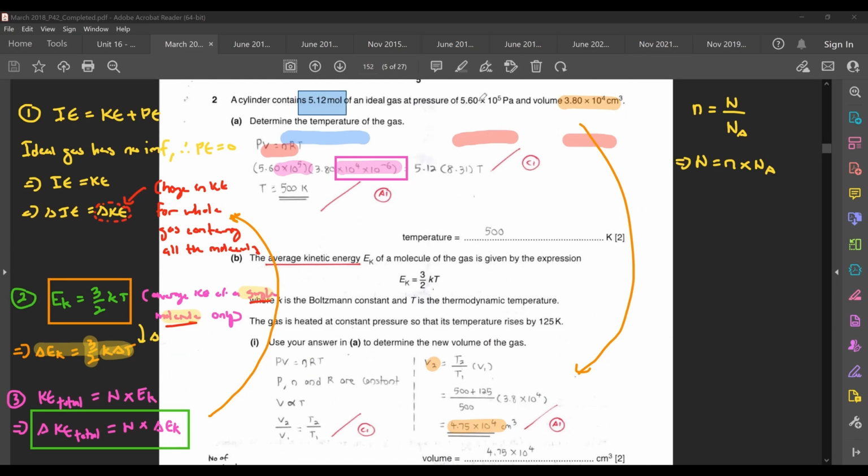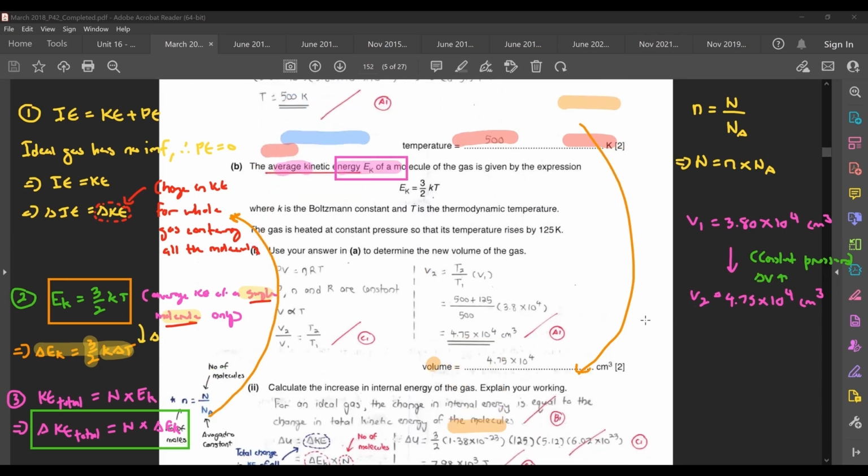So right now, if you try to write that at one side, V1 was 3.80 times 10 power 4 centimeter cube. Is now changing to V2 equals 4.75 times 10 power 4 centimeter cube. And this one is occurring at constant pressure, where your volume is increasing.